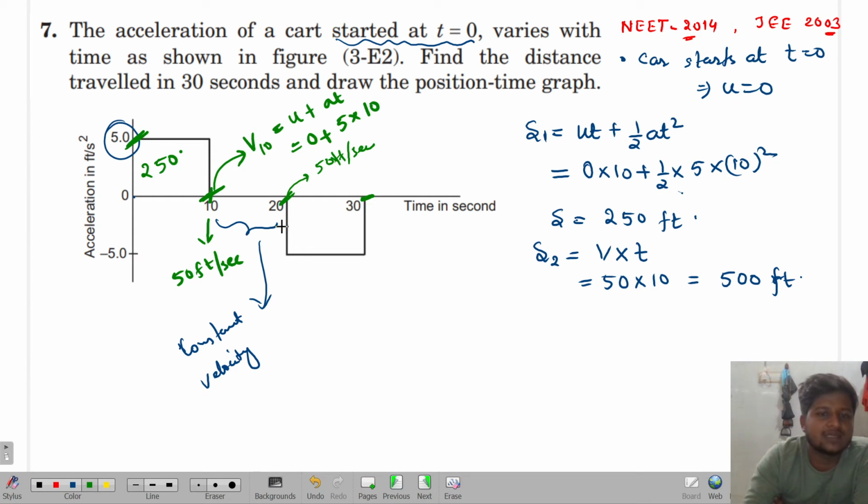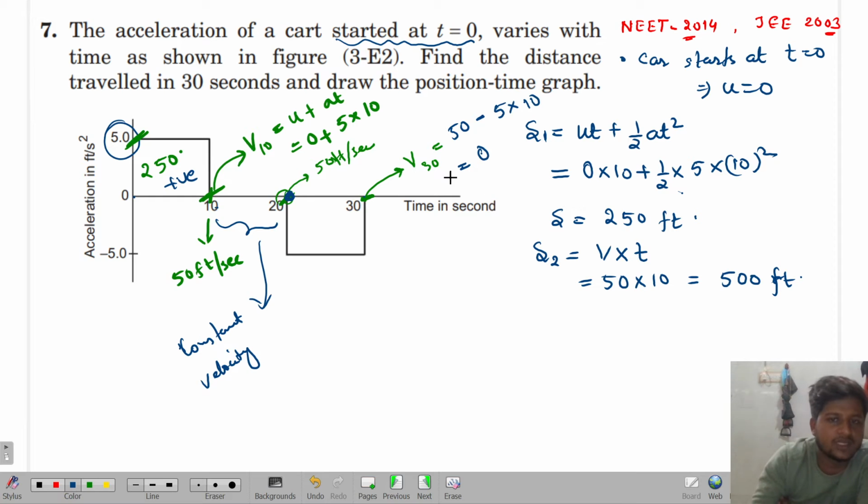What is the velocity here? You find out that first. So the velocity over here at 30 seconds is going to be how much? The initial velocity at the end of 20 seconds is equal to 50 feet per second. So 50 minus the acceleration, 5, into time t, 10 seconds. So here you observe the velocity is going to be 0. So try to understand: first the velocity was positive, then the velocity became constant, then from 20 to 30 seconds it is decreasing. It is not getting negative. Look over here, velocity at 30 seconds is not getting negative.